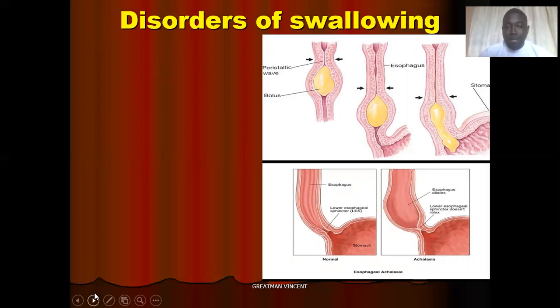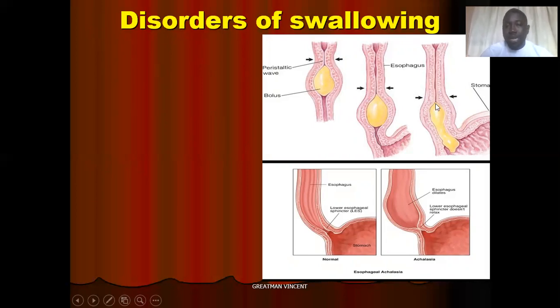Now, with achalasia, what we are trying to say is that food goes through the esophagus by means of the rhythmic contraction and relaxation of the circular and then the longitudinal muscles. When food gets past the upper esophageal sphincter, under normal circumstances, when it reaches the lower esophageal sphincter, the sphincter is supposed to relax, just as we are seeing here, so that food can get into the stomach region.